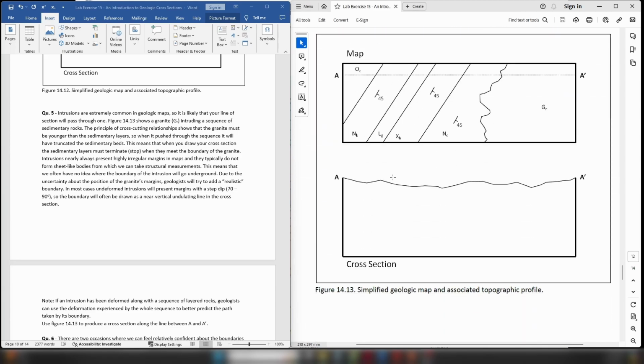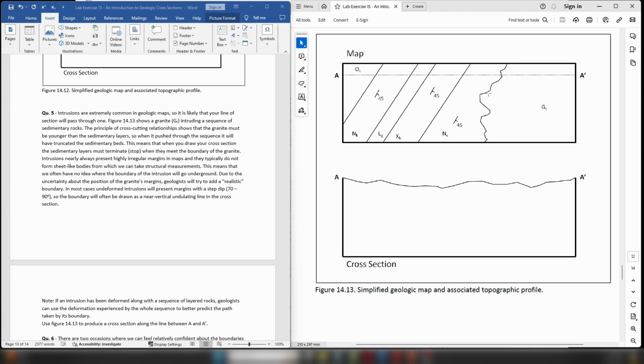And this is the diagram for question 5. So question 5 contains a sequence of stratified, so layered rocks over here. And then over here on the right, we have an intrusion, a granite labeled GR. So you'll notice that for the layers of sedimentary rock, you have these nice, relatively linear boundaries, pretty straight. In contrast, the granite has a highly undulating boundary.